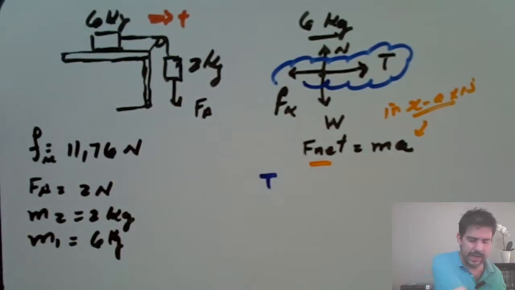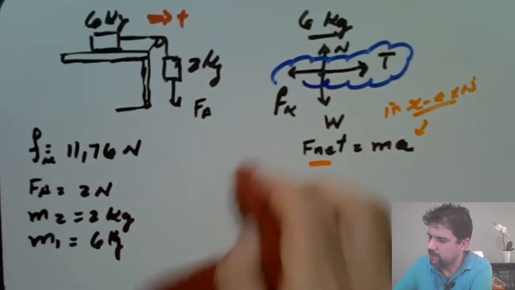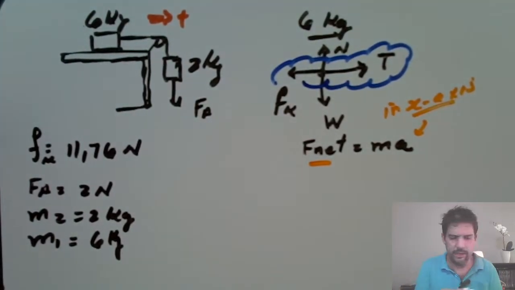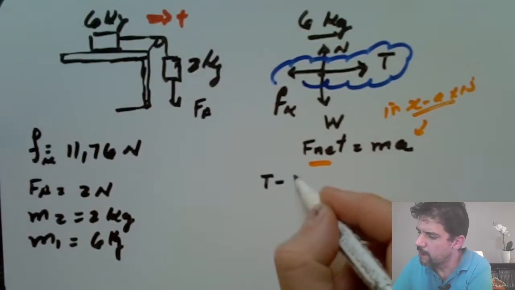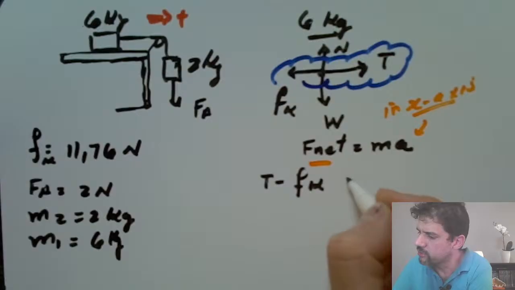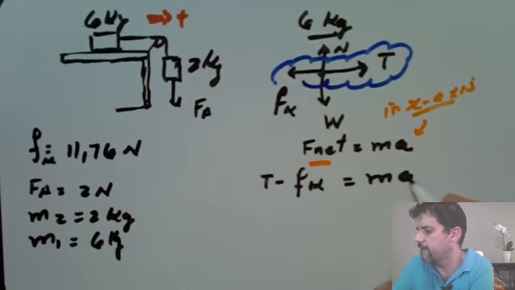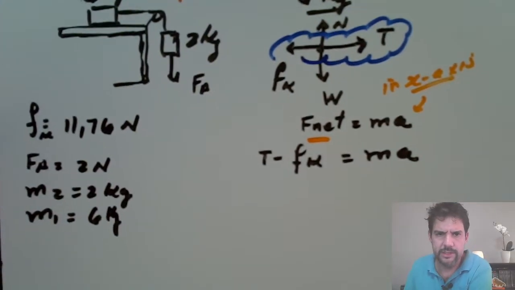I want to use a black pen. Let me just erase that blue. I want to use the black. So here we have the tension minus kinetic friction is equal to ma. There we go. All right, there is what we have.